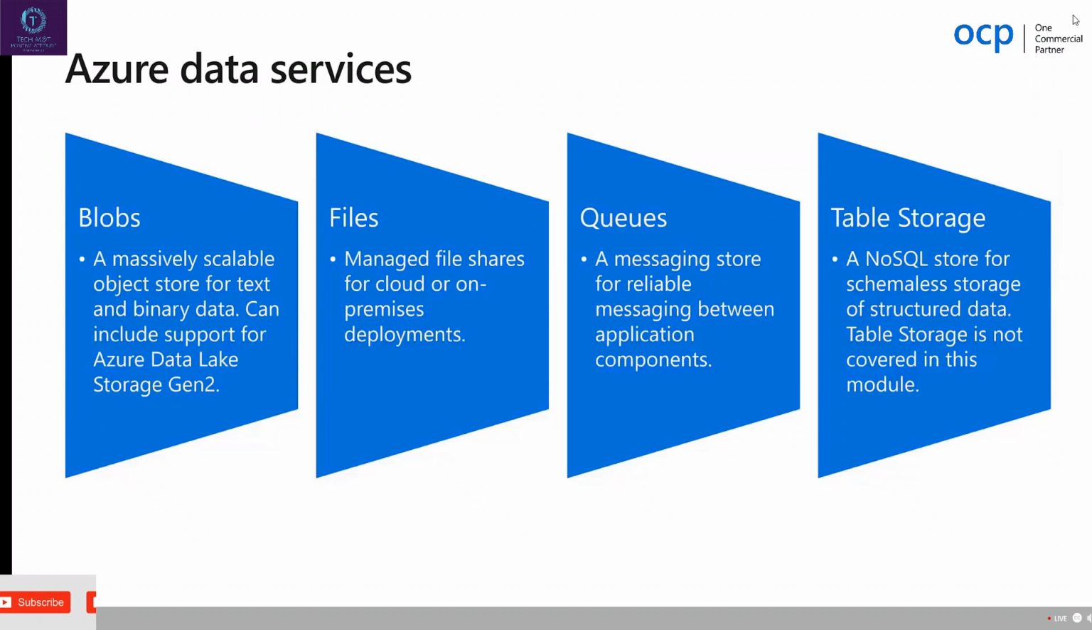So what kind of services do we have? I have blobs, files, queues, and tables. So blobs, what are blobs? Blobs is a massive scale object store, and I can host and store text or binary data. This also has the possibility to support Azure Data Lake Storage Gen 2. So Generation 2 for Data Lake uses Azure Storage. It's no longer a specialized service. So we can just use this, and it makes all the sense. It's a storage service, so it doesn't make sense to have a different service for this.